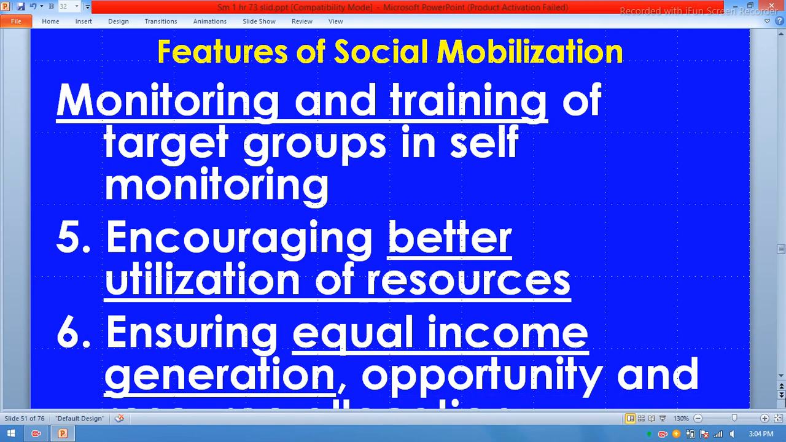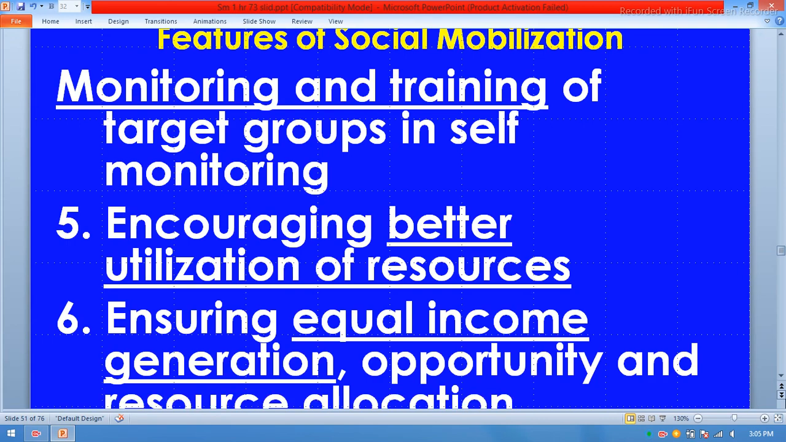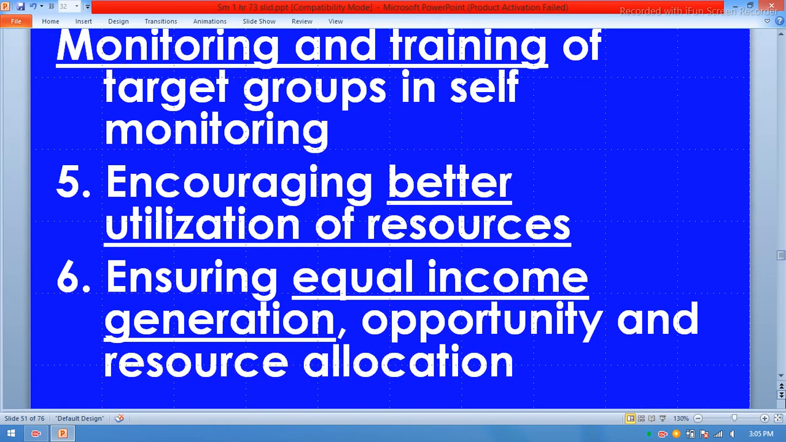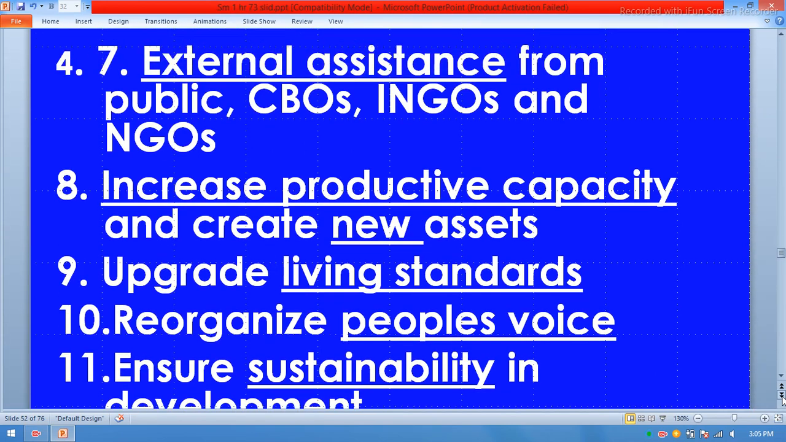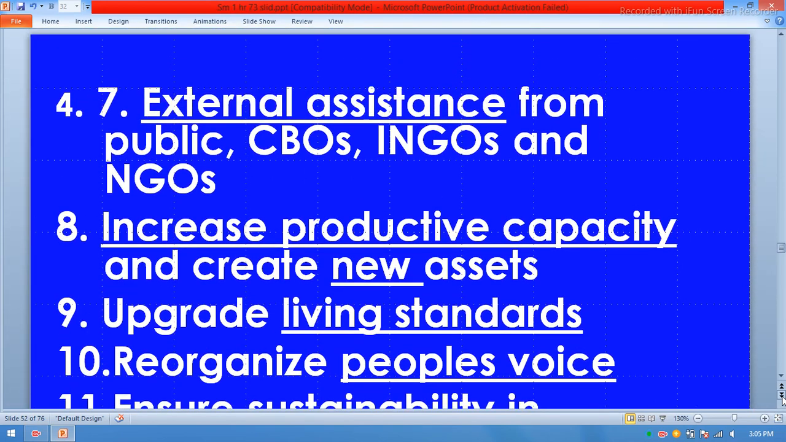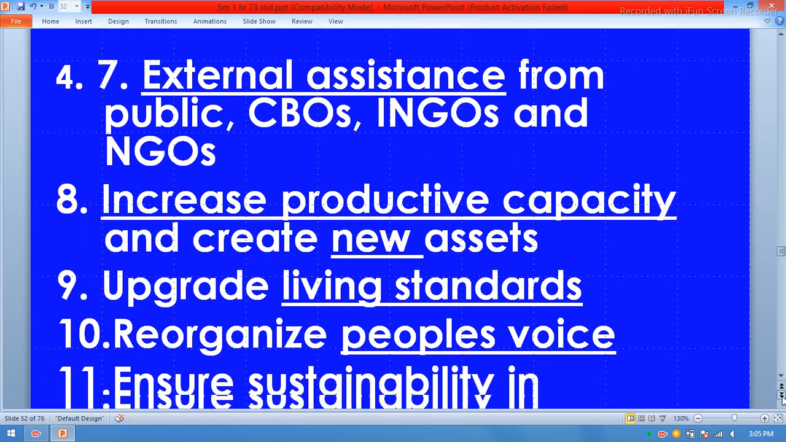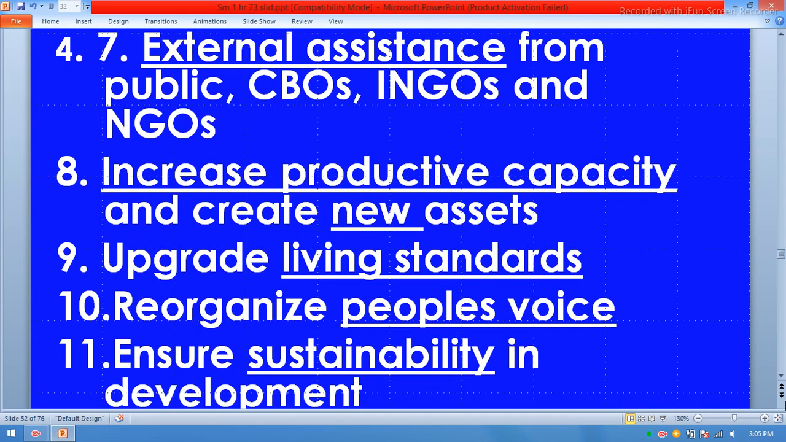Monitoring and training of target groups in self-monitoring. Encouraging better utilization of resources, ensuring equal income generation opportunities and resource allocation. External assistance from public CBOs, NGOs and NGOs. Increase productive capacity and create new assets, upgrading living standard, recognize people's voice, ensure sustainability in development.